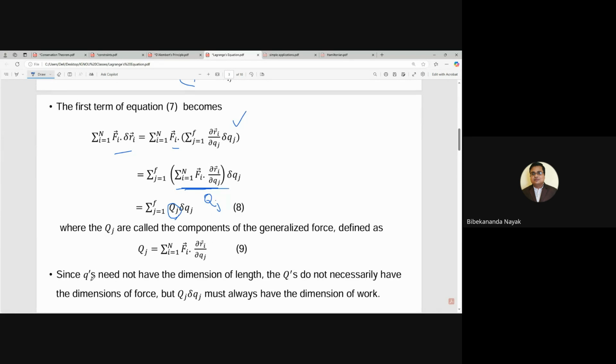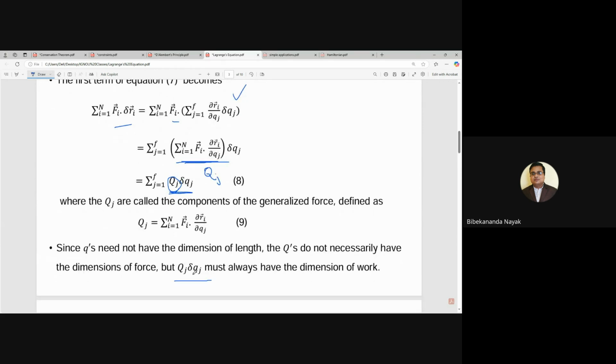We already know that small q's need not have the dimension of length because they are not always coordinates, maybe angle or anything else. Similarly, capital Qj don't necessarily have the dimension of force. The generalized force by dimension is not necessarily force. But the product of Qj and delta qj, force and displacement, must always have the dimension of work. So here we got Qj delta qj.